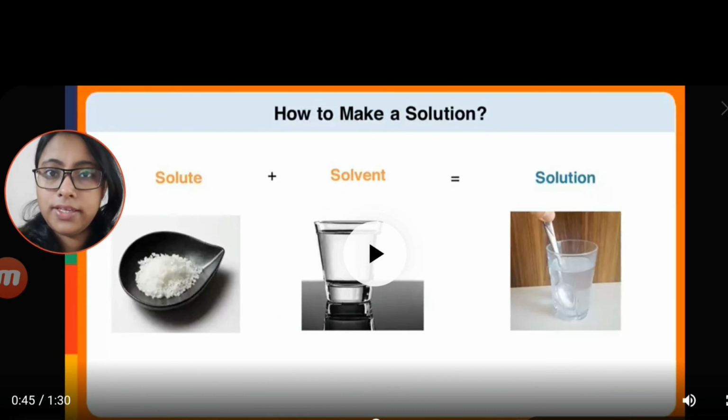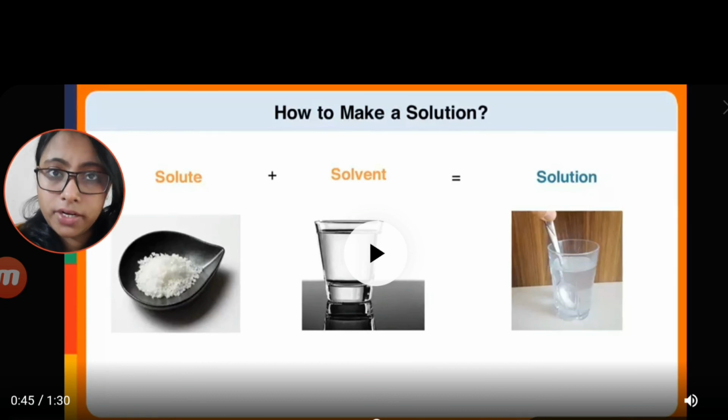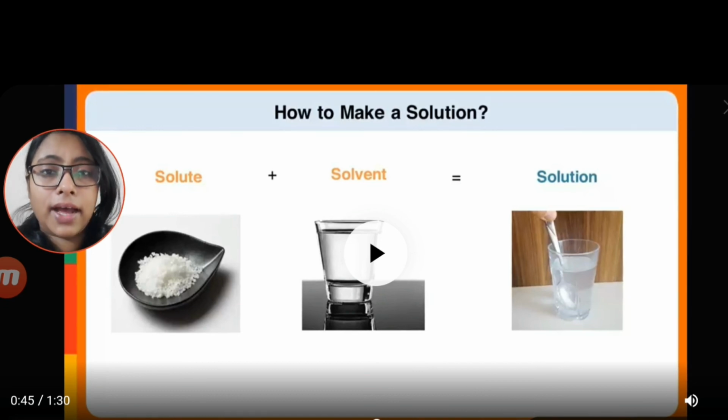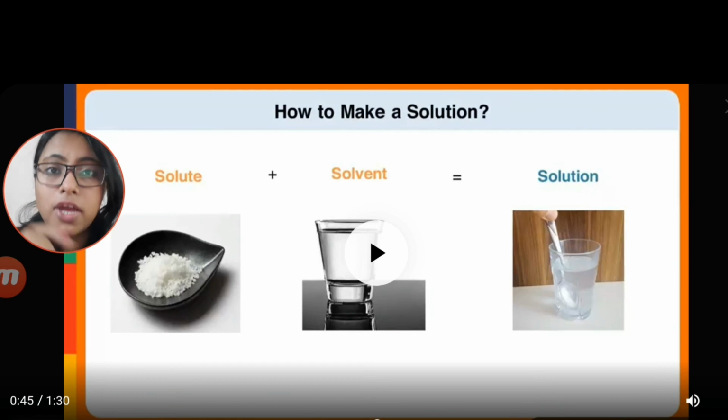So students, in this class we have studied how solid and liquid mixtures are separated, the correct processes to separate solid mixtures also, and lastly we have discussed the solution. What is a solution? Whenever the solute particles are mixed in the solvent to make a complete solution, that is known as the solution process.